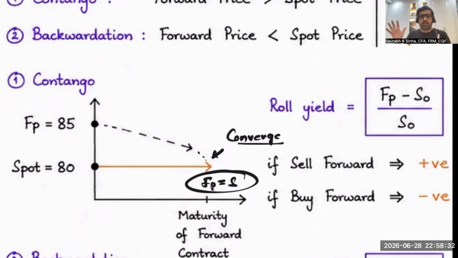You made a profit of 5 rupees. Why? Because in the market, the underlying asset is still trading at 80, and the forward contract has given you the obligation to sell it at 85. Awesome. You buy in the spot market and sell in the forward market. You made a profit of 5.